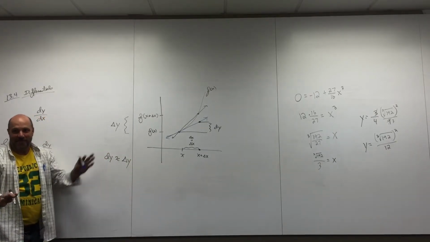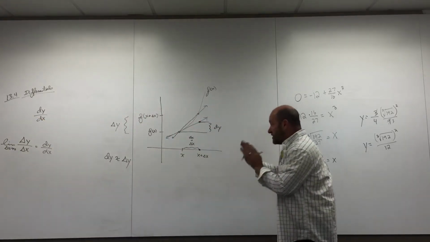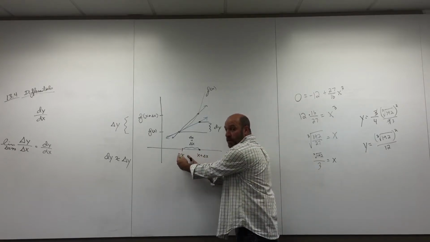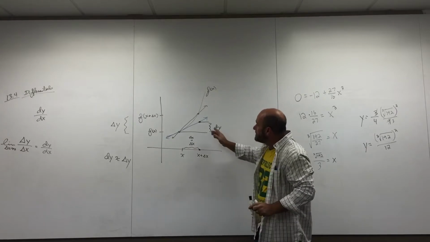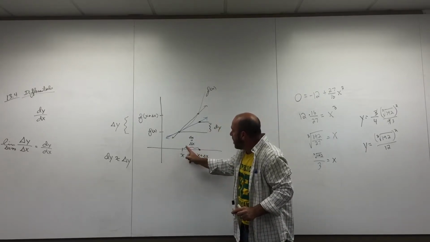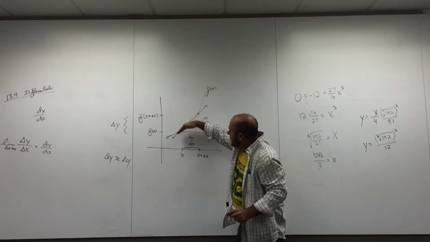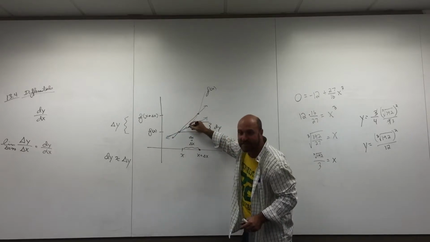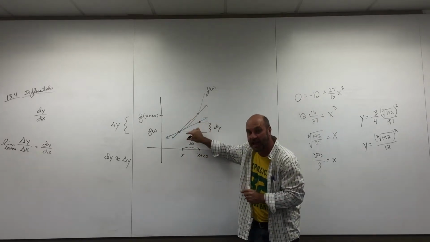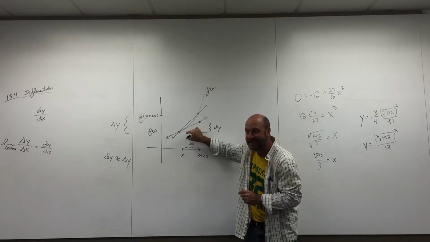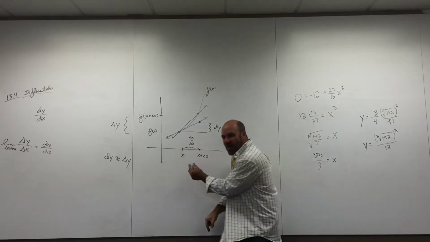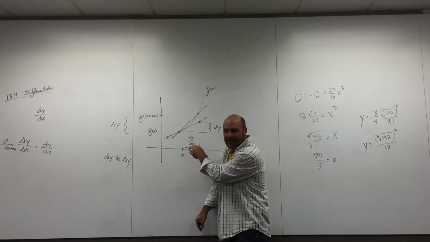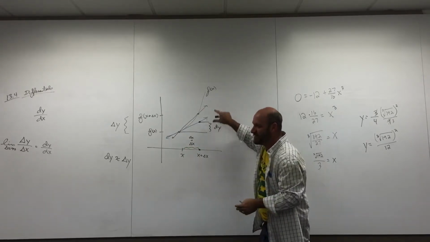My picture looks like it's not a good approximation, but it's a real good approximation when this change in x gets very, very small. Maybe you can see that when the change in x gets small, the change in y on the tangent line and the change in y on the function are practically the same thing. For small changes of x, the tangent line practically is the function. When you get far away, the tangent line is not the function.